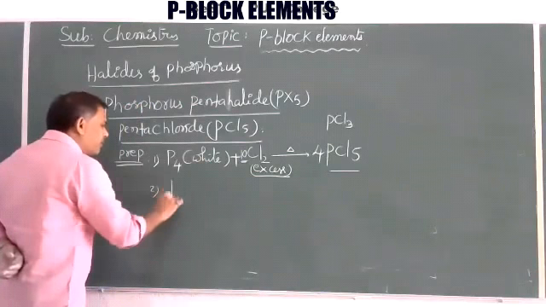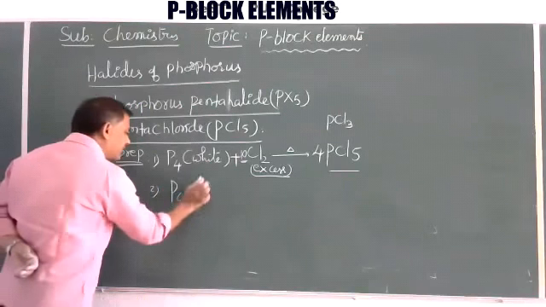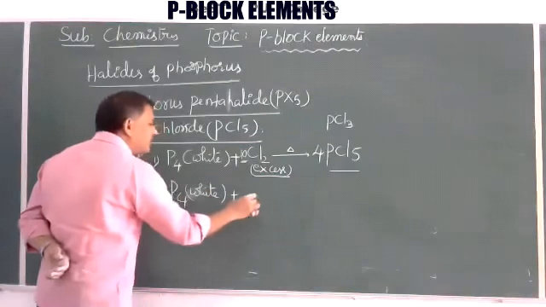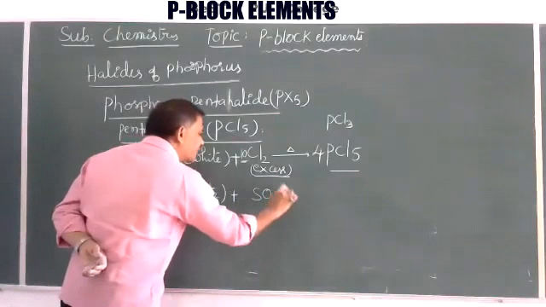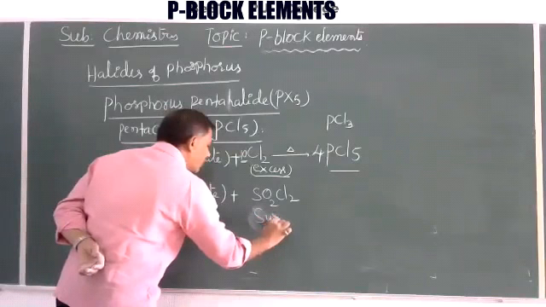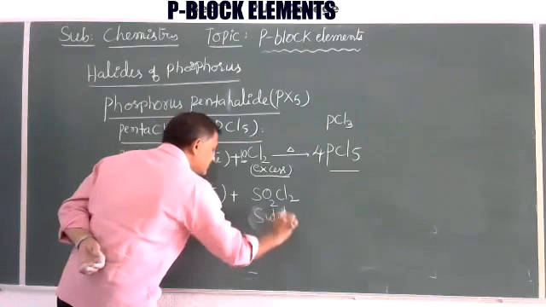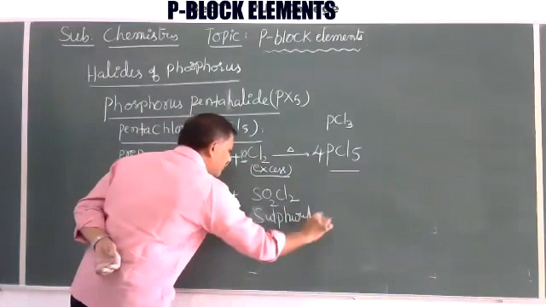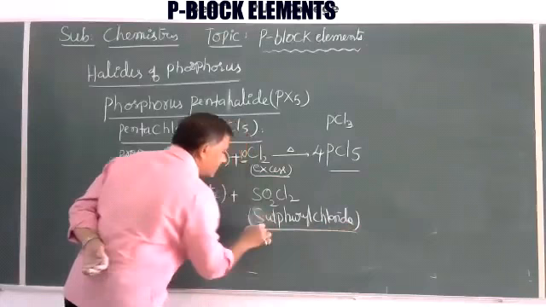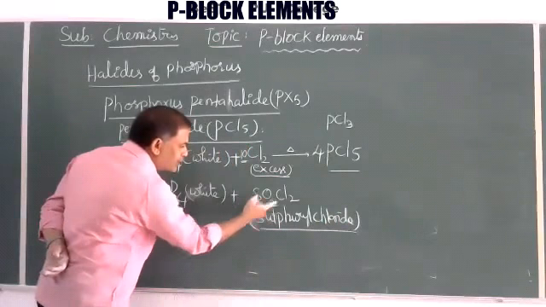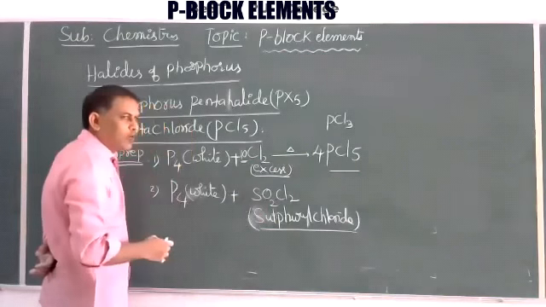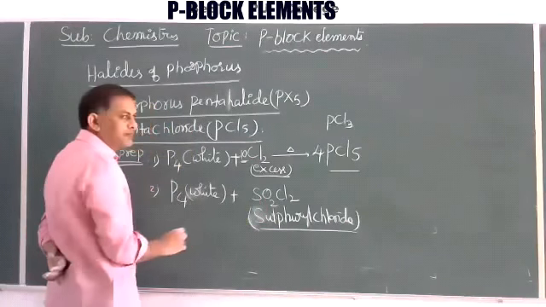Similarly, white phosphorus is reacted with SO2Cl2. It is called sulfuryl chloride. Thionyl chloride and sulfuryl chloride, a difference: SO2Cl2 is sulfuryl chloride, SOCl2 is thionyl chloride. That is the difference in the oxygen atom.